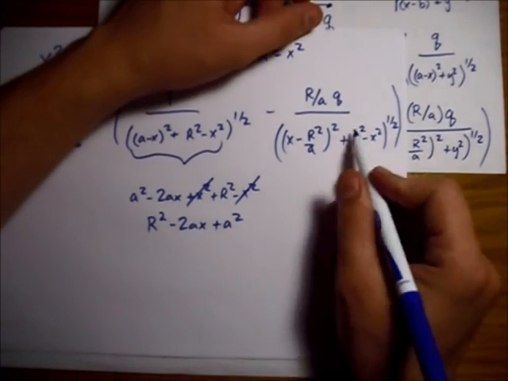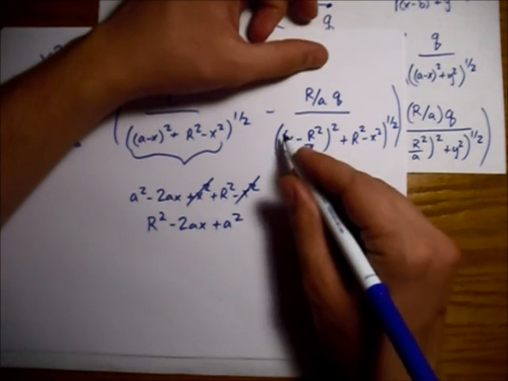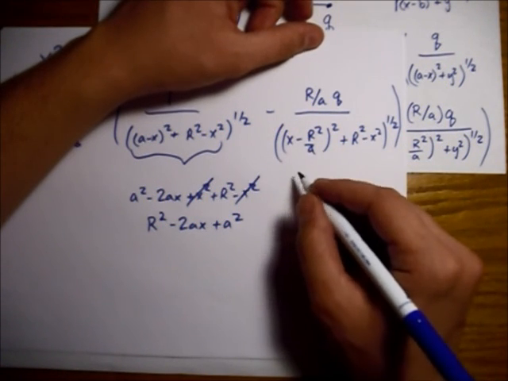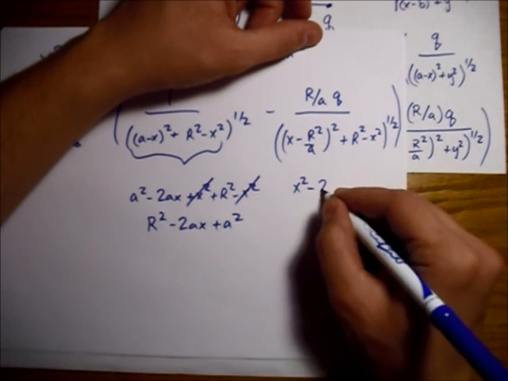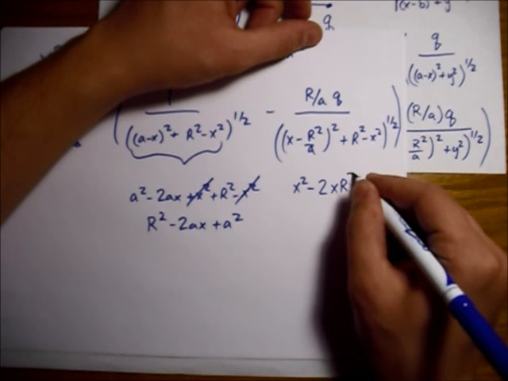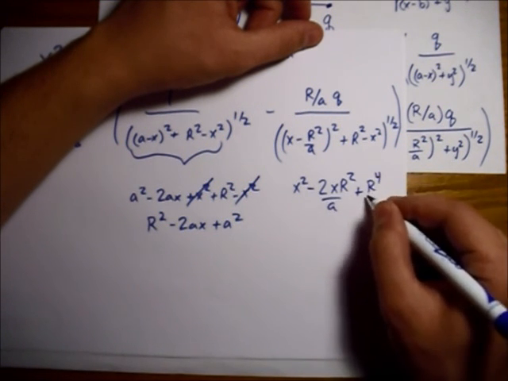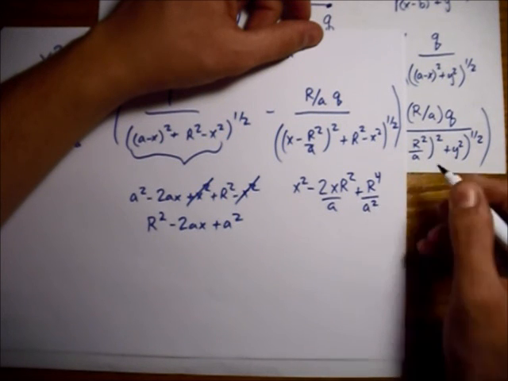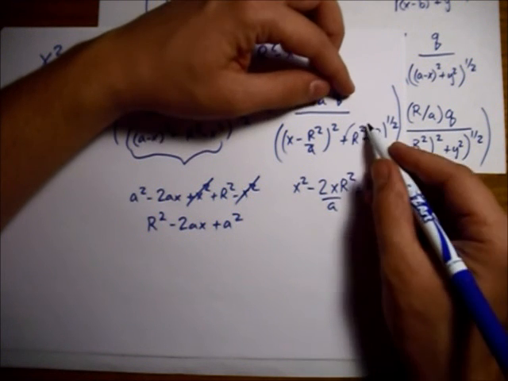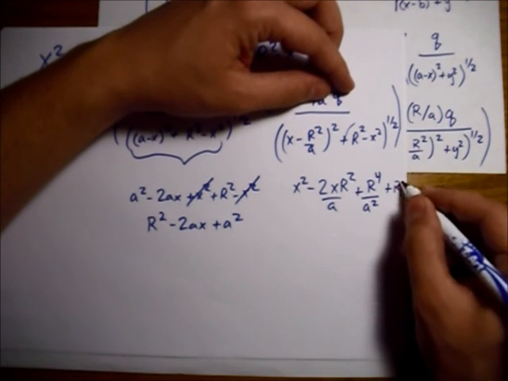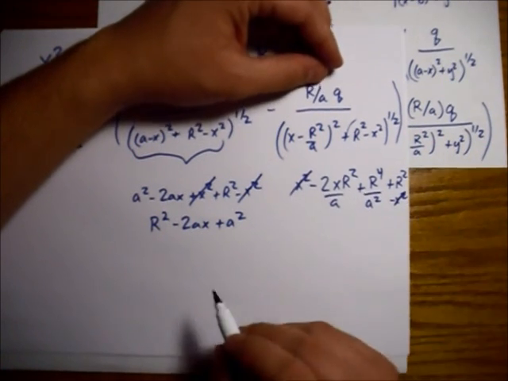Okay, so now let's do the same thing with this. The guts of this denominator here, we get an x squared minus 2xr squared over a plus r to the fourth over a squared, and then plus this r squared minus x squared. And this x squared is also going to go away.